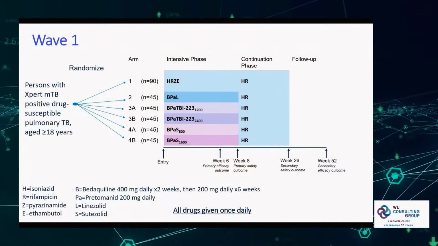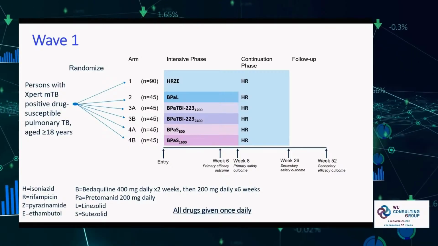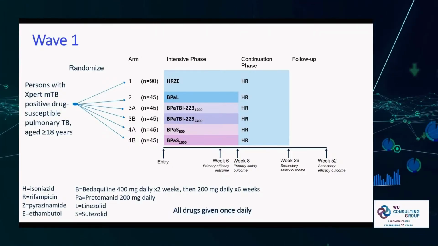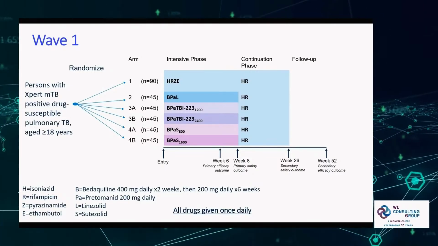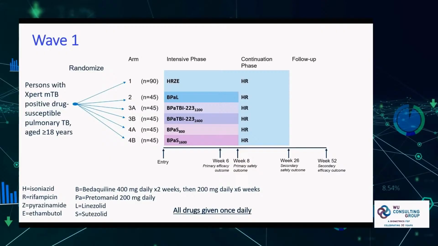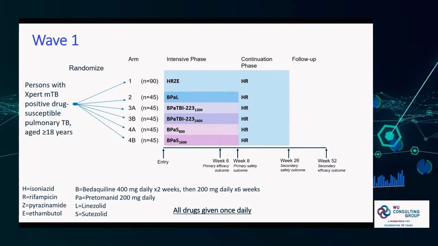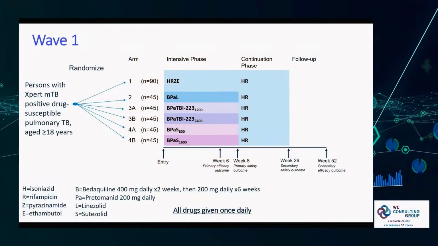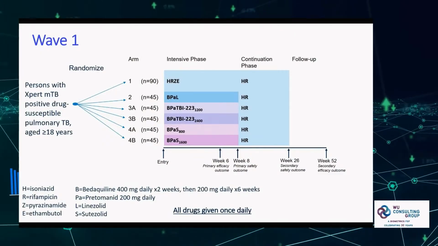I'll spend a little bit of time on this because this is the main design of wave 1. We're taking people with Xpert MTB positive drug-susceptible pulmonary tuberculosis. So in sputum that they cough up from their lungs, we are able to detect TB by this point-of-care Xpert test. We take only adults in this protocol because there are very different measurements of TB cure between adults and children. Then in this first wave of this platform, we are randomizing patients to one of 6 arms.